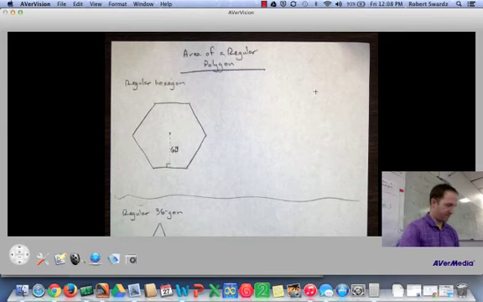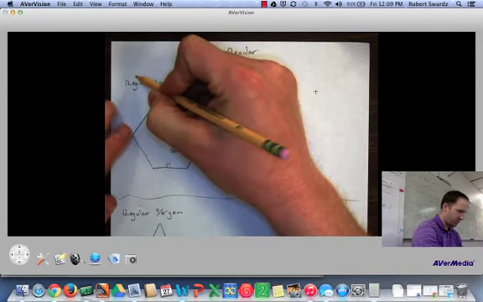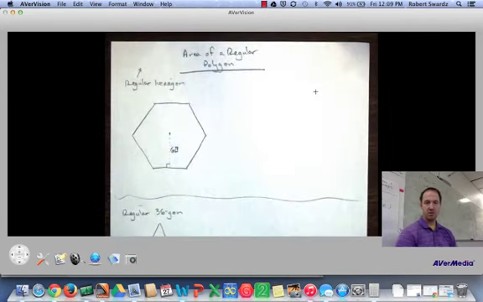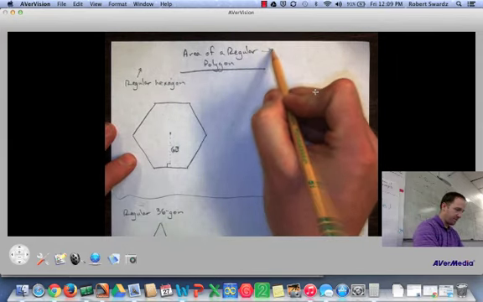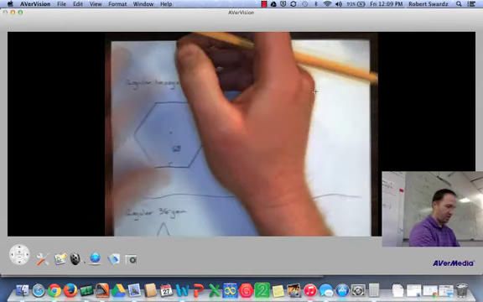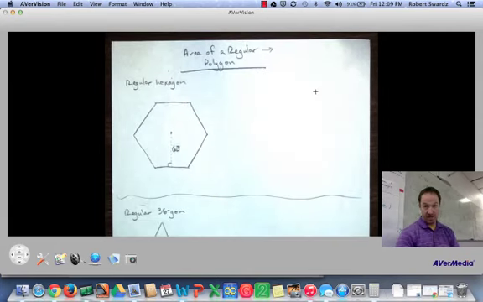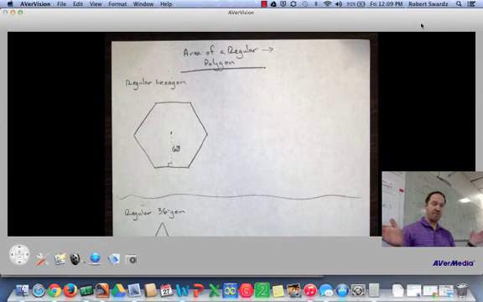Hi everybody, this video is about finding the area of a regular polygon. First of all, what does regular mean? A polygon just means a shape with straight sides, and it has to be closed. It can't be open. It's got to be a closed figure with straight sides. That's a basic definition of a polygon.